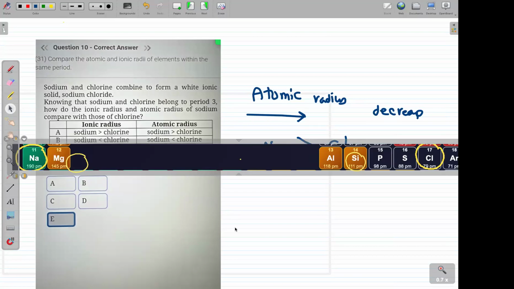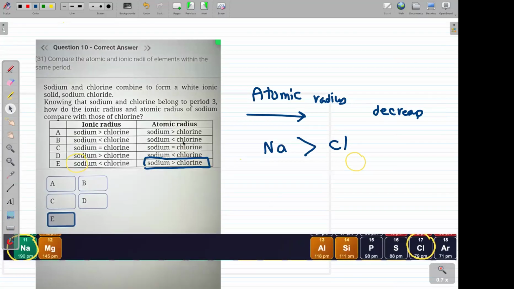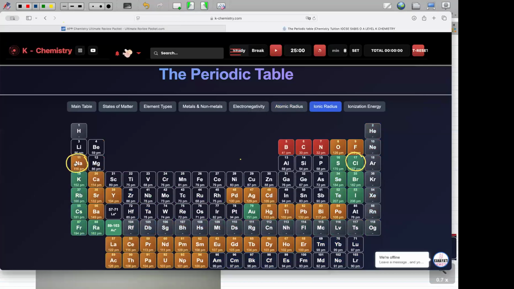Let's put this down here. Okay, this is for the atomic radius. Sodium is larger, because when you go right, the atomic radius decreases. What about the ionic radius? Is there a difference? Yes. This is the radius of the atom, and this is the radius of the ion. The ionic radius is a little bit different.